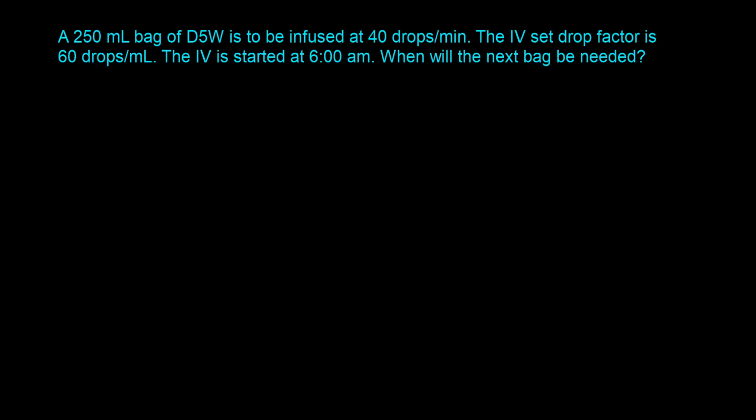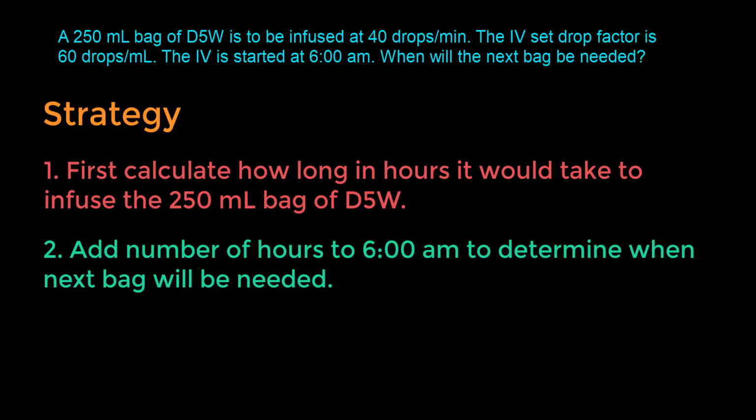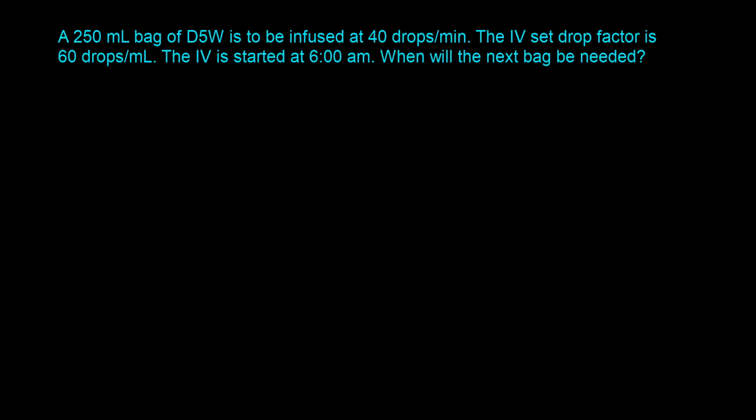So the way we want to approach this question is to first calculate how long it's going to take to infuse the 250 milliliter bag of D5W. Once we've calculated that, we can then determine when the next bag will be needed. To do that, we need to identify from the question any parameter that has a time component, and we see that the flow rate, which is 40 drops per minute, has a time element being the minutes.